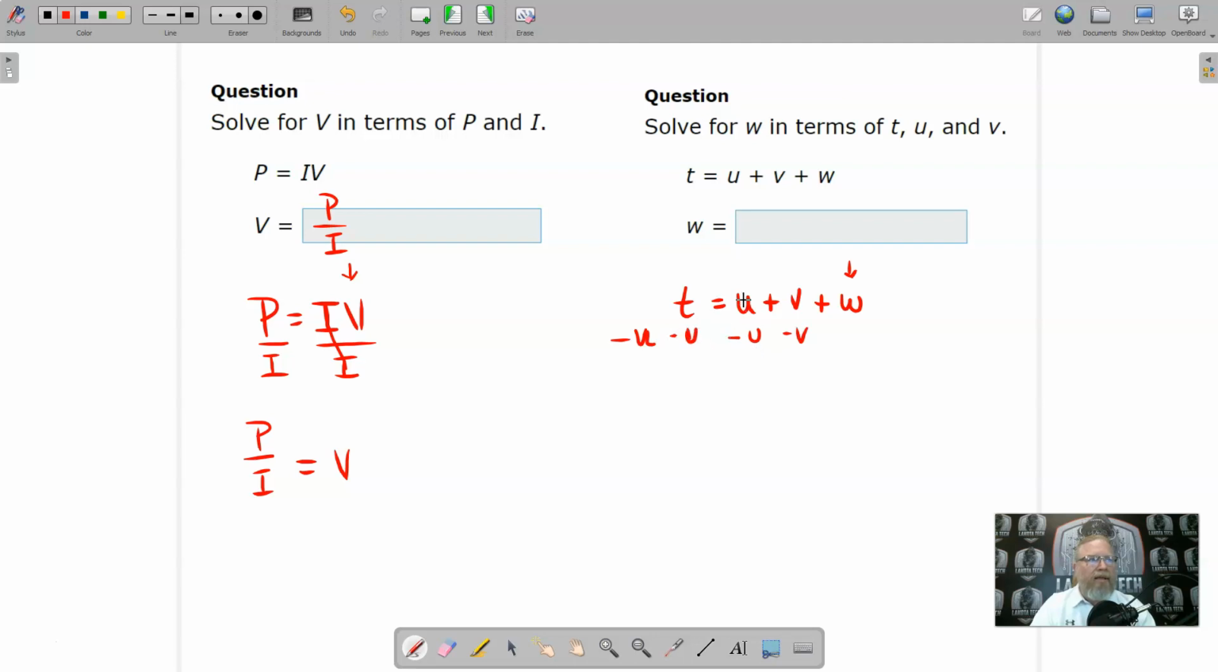So in this case, those u's are going to cancel. The v's are going to cancel, leaving me with w on the right. And I now have t minus u minus v. So w equals t minus u minus v.